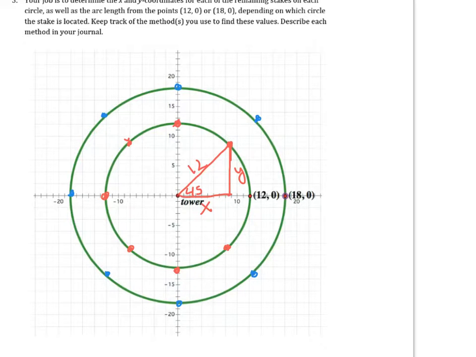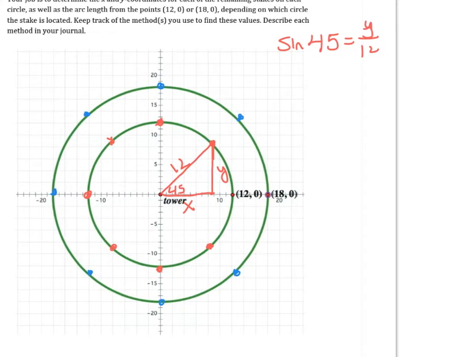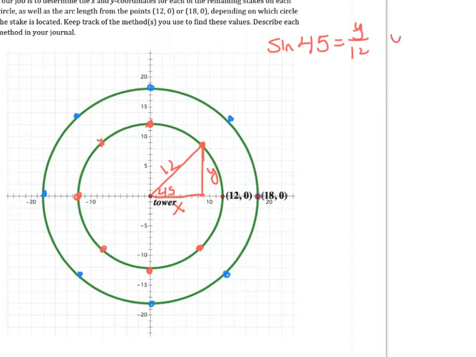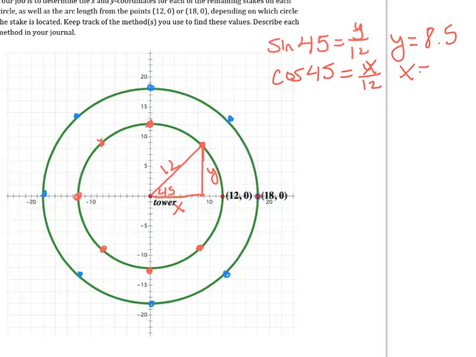Okay, so what you should have done is that the sine of 45 equals y over 12. And when you multiply 12 to both sides, we get y is 8.5. So then cosine of 45 is x over 12. Multiply 12 on both sides, we get x is 8.5.